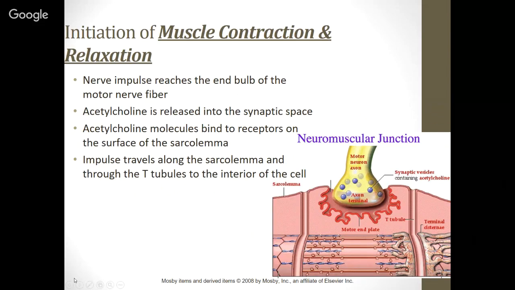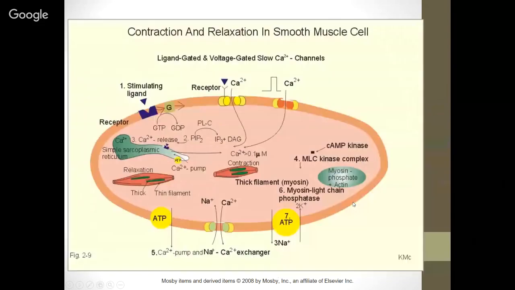The initiation of muscle contraction and relaxation happens when a nerve impulse reaches the end bulb of the motor nerve fiber, and the acetylcholine is released into the synaptic space. The acetylcholine molecules bind to receptors on the surface of the sarcolemma, that individual unit, and the impulse travels along the sarcolemma and through the T-tubules into the interior of the cell. Here's your T-tubule on either side.